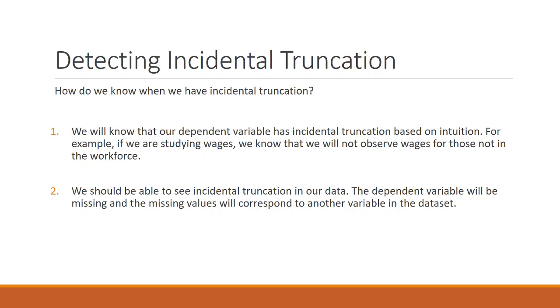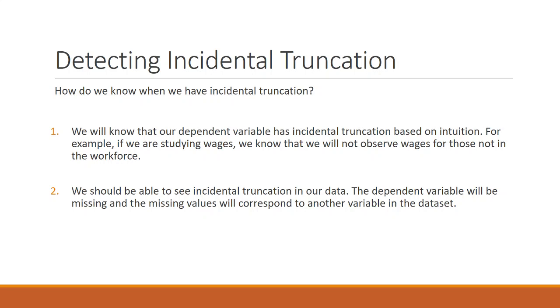Again, this is going to be based on our intuition, primarily. We have to think about our dependent variable and think about whether or not there's some sort of incidental truncation. If you're studying savings, and I'm measuring savings as the amount of money that people have in their savings accounts, then I might have truncation because there might be people that don't have savings accounts.